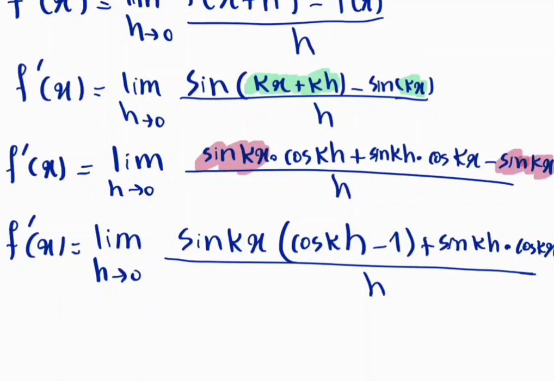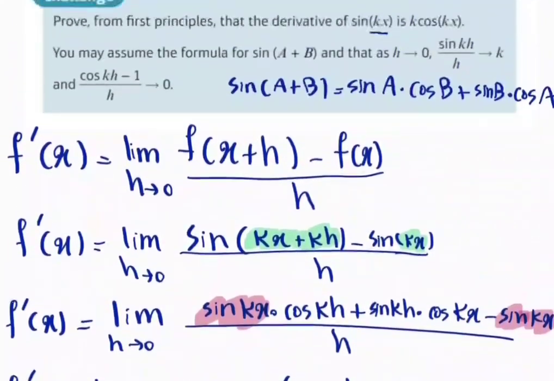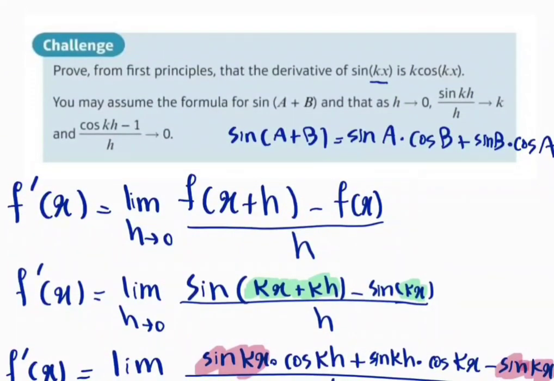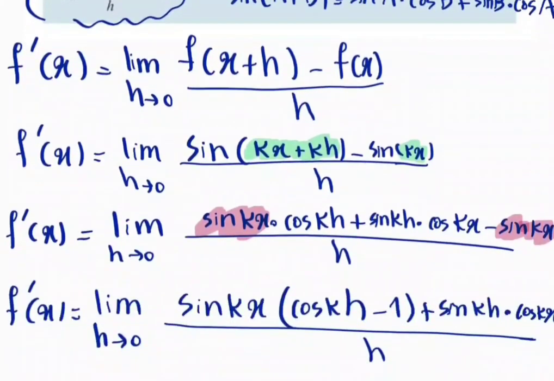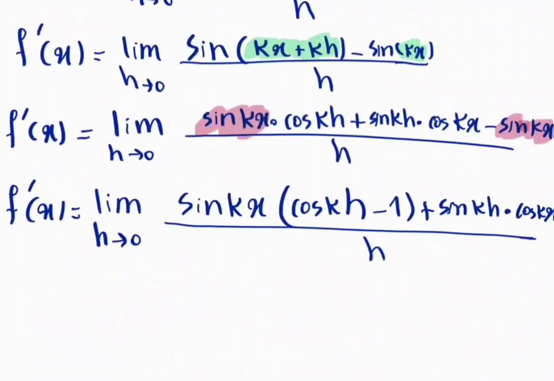Right, now here is the important bit, and we have now got to the point that we can use these two facts, because the question has given us that cos kh minus 1 over h tends to 0 as h tends to 0, and the same thing with this, so sine kh over h tends to k as h tends to 0. And here hopefully you can see that this is exactly the same thing.